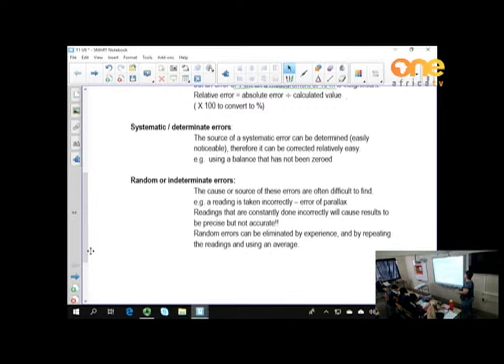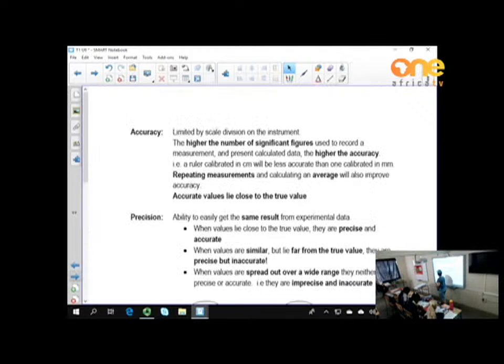Systematic or determinate errors, we said source of a systematic error. We can find it easily and we can correct it easily. It's something that you've done wrong consistently throughout, maybe you took the reading on the edge of the calibration instead of in the middle. Random or indeterminate errors, we said, are more difficult to pinpoint. We don't really know where they lie. Sometimes we've just taken a reading incorrectly. Sometimes you just didn't concentrate and you made an error. Random or indeterminate errors.